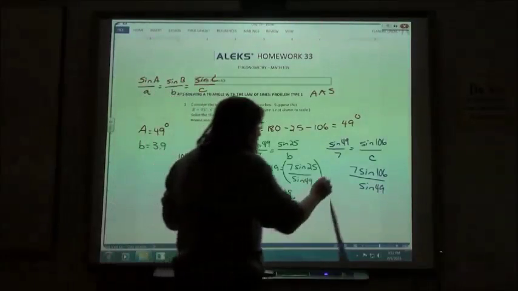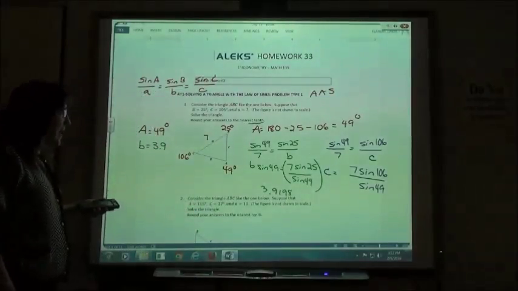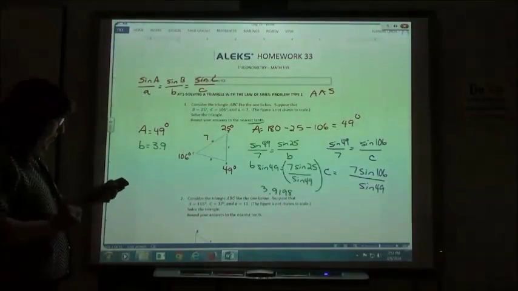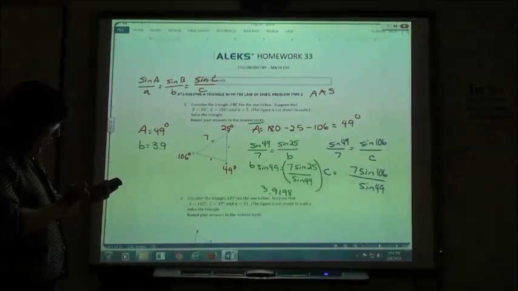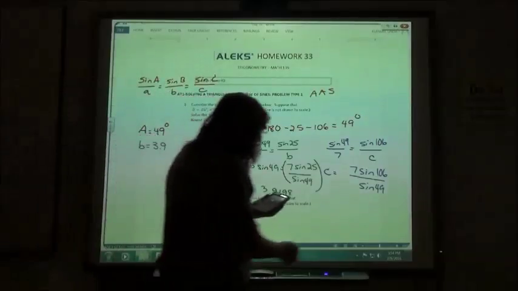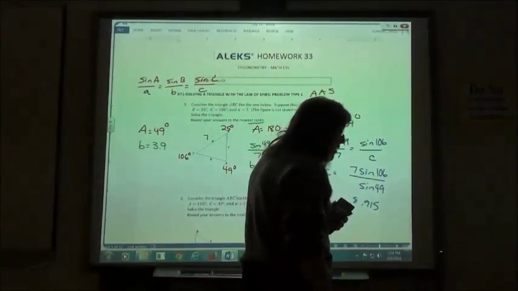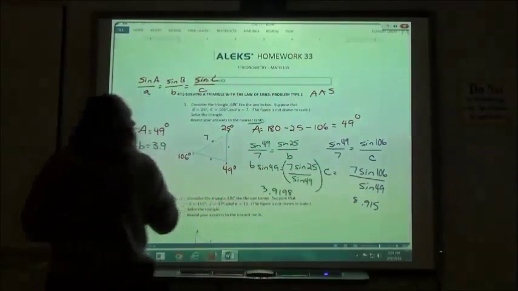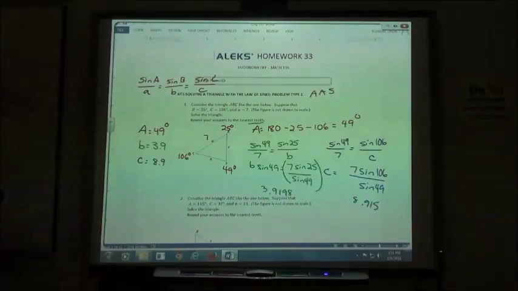So C is going to equal 7 times the sine of 106 divided by the sine of 49, and then I'm going to use my calculator. So 7 sine of 106 divided by sine of 49 gives me 8.915, again rounding off to the nearest tenth. C is going to be 8.9. And now I found angle A, side B, and side C.